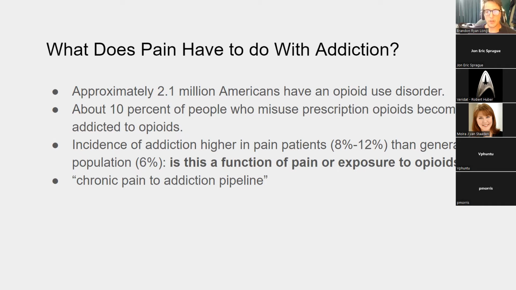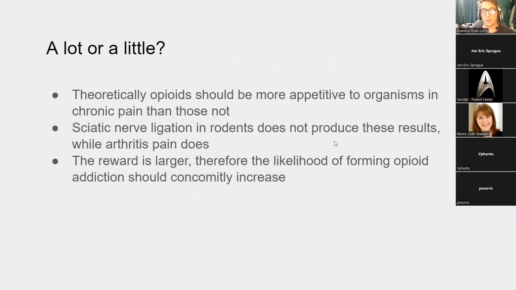So about 2 million Americans have opioid use disorder, and about 10% of people who misuse prescription opioids become addicted to opioids. If you look at the incidence rates of addiction within the general population, it's 6%. But in the cohort of people who experience chronic pain, that's a bit higher, ranging, depending on the study, from a 2% increase to as much as a double increase. So it seems to have some kind of role in forming this addiction, and really getting people exposed to opioids initially. But it's not exactly clear.